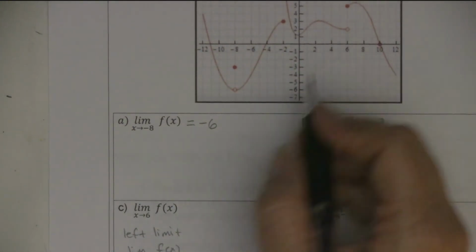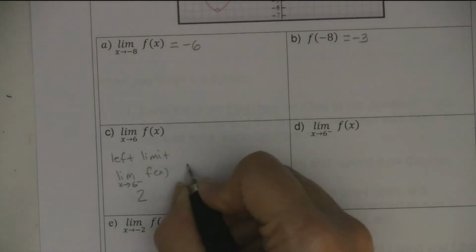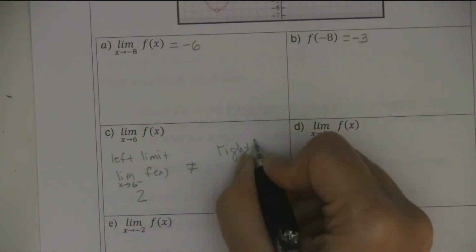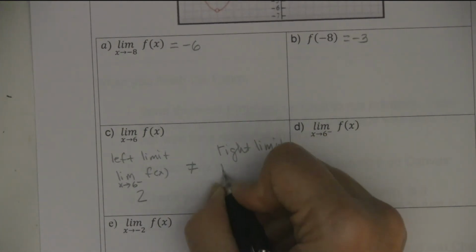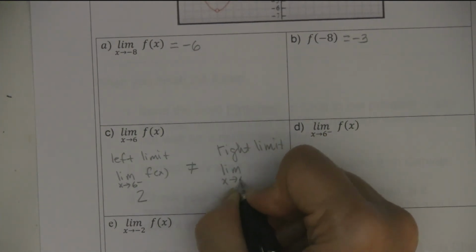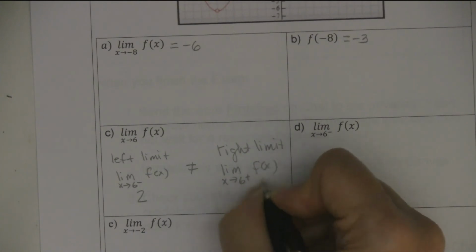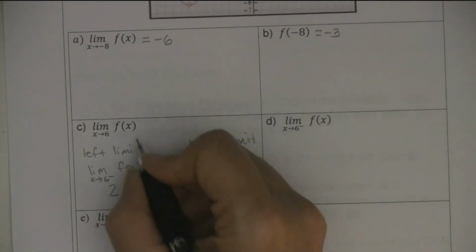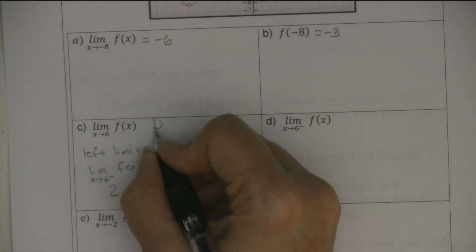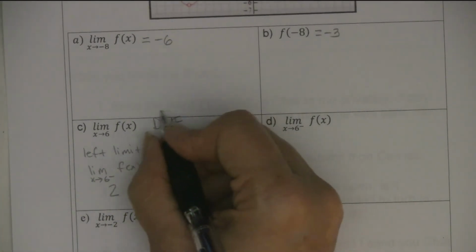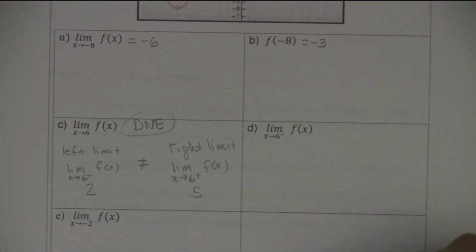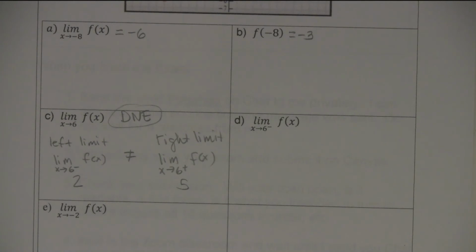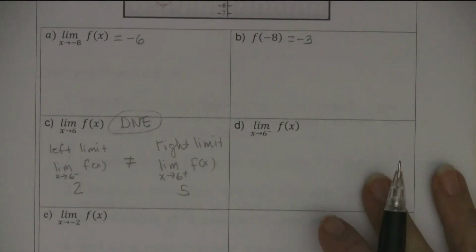Both are good. You're telling me this is 2, but that is not equal to the right limit, which is the limit as x goes to 6 from a little bit above, which is 5. And so this is why I'm saying this does not exist. You don't have to, some people wrote a sentence, and that's wonderful. To me, this is the essence. Why doesn't it exist? Because the left limit doesn't equal the right limit.